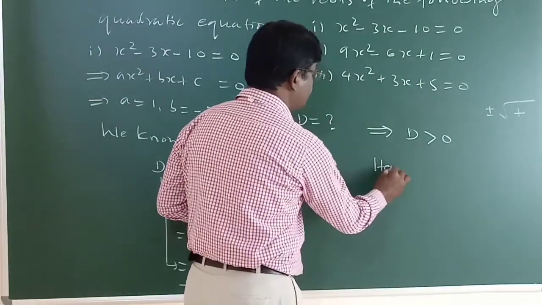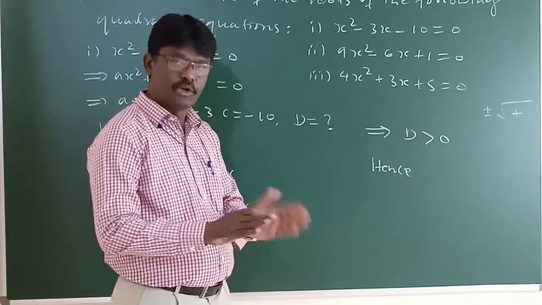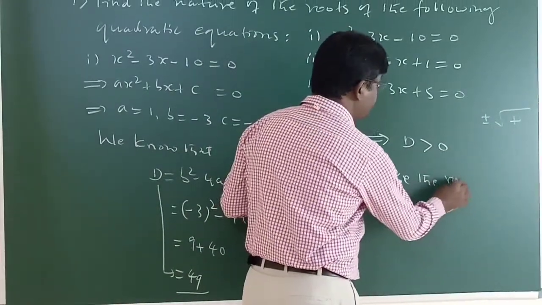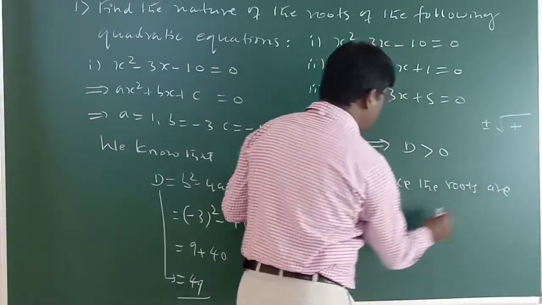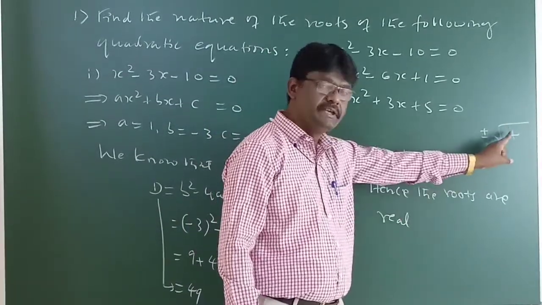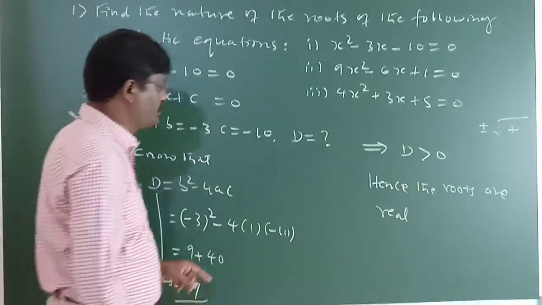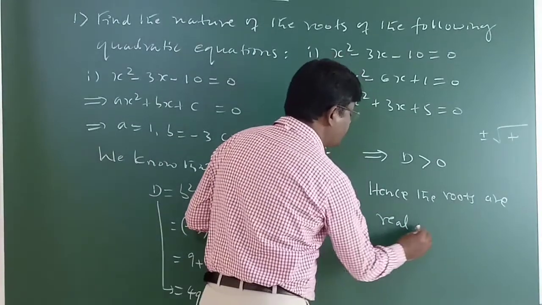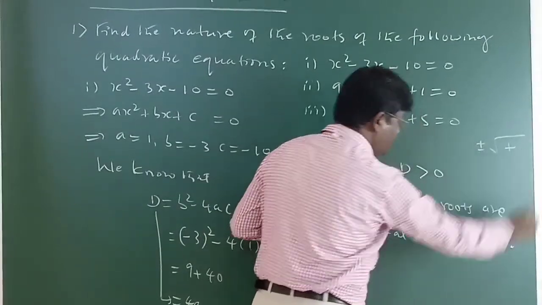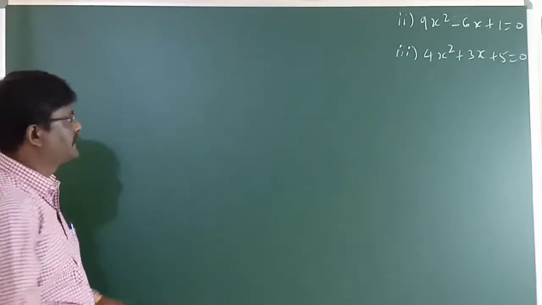Therefore, what's your conclusion now? Whether the roots are real or not real. Since it is positive, no doubt, the roots are real. When real comes, there are two possibilities. If D is 0, real and equal. If D is not equal to 0, then the roots are real and distinct. Now we shall take the second one.